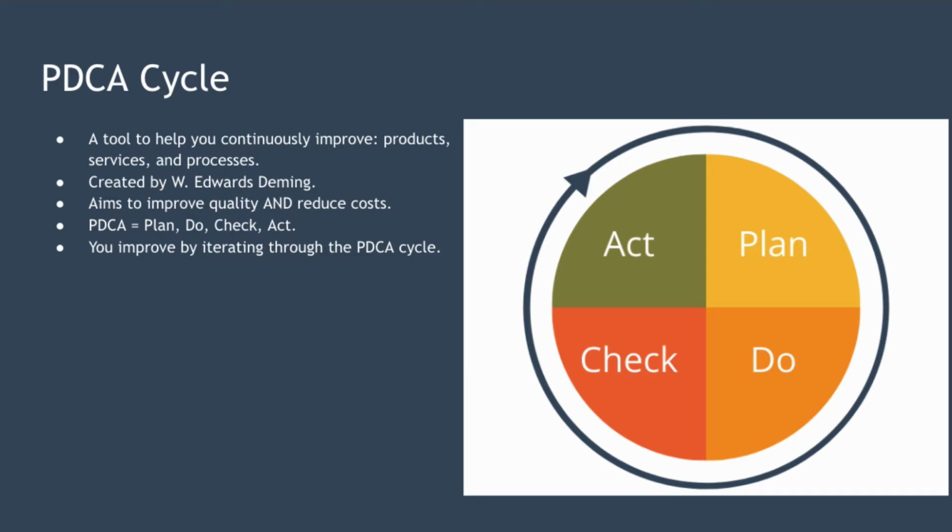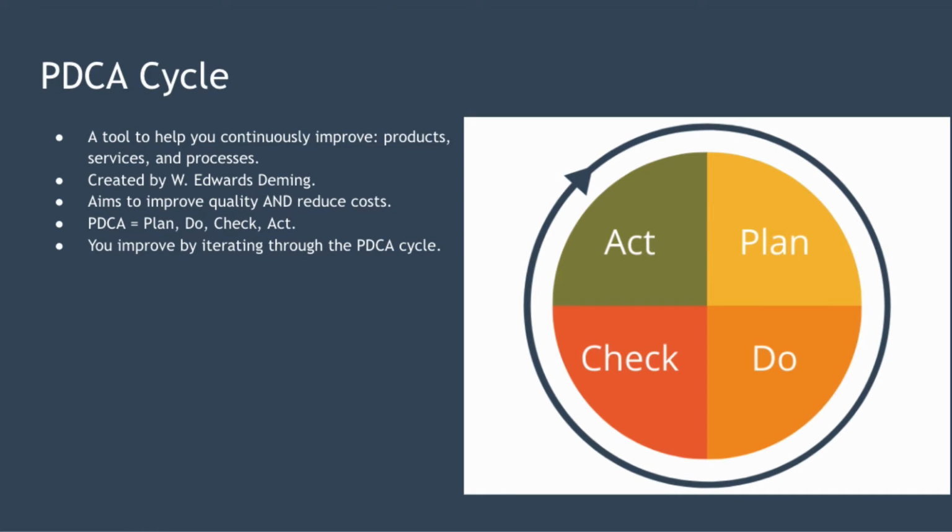Now, PDCA stands for Plan, Do, Check, Act. And it's a structured approach to help you move closer to any goal you're trying to reach. It doesn't matter what type of goal you choose, but typically the goals are related to quality improvement. You continuously improve by iterating through the cycle repeatedly, each loop bringing you closer to your desired goal.